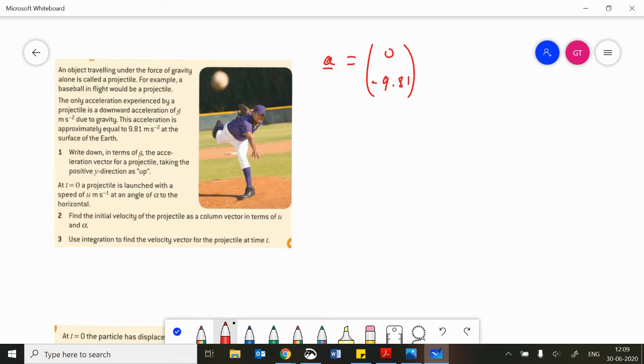That's your acceleration vector. Right, so then it says at time t equals 0, a projectile is launched with a speed of u meters per second, and at an angle of alpha to the horizontal. And it says, find the initial velocity of the projectile as a column vector in terms of u and alpha.